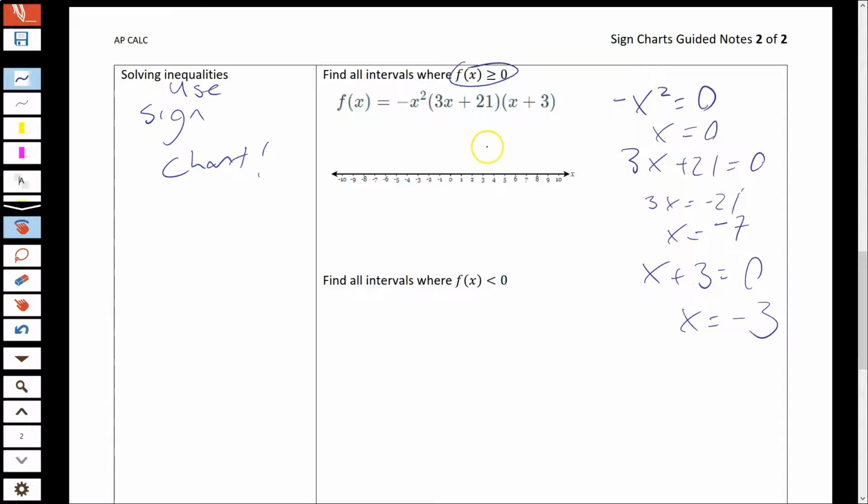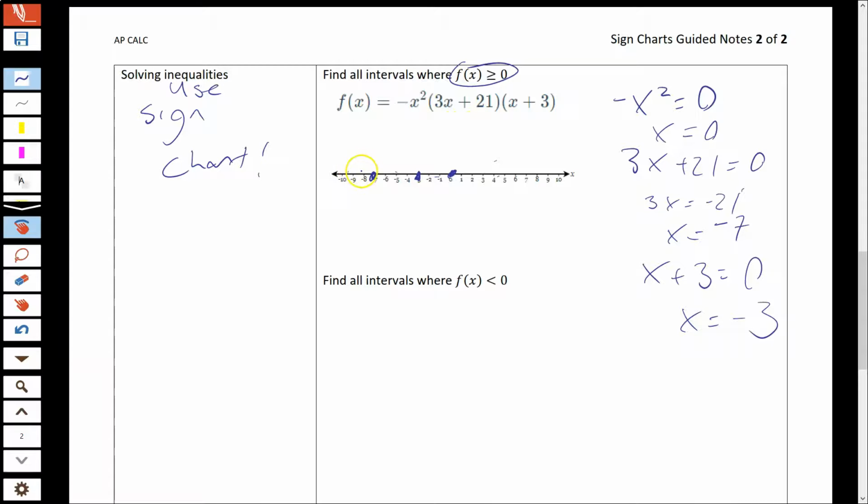I'm going to plot these on my number line. So 0 gets a dot, negative 7 gets a dot, and negative 3 gets a dot. This gives me now 4 regions that I can check. So I have this one, this one, this one, this one. Now, if I wanted to find the signs in each of these regions without graphing it, what I might do is plug these in to check.